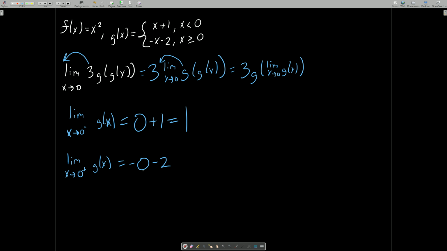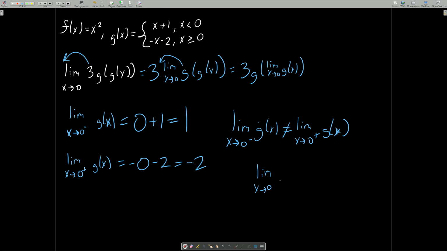Notice that 1 here and negative 2 aren't equal, as we covered in the first lesson. So we have different behavior on the left and the right. That means that the limit does not exist. So you'd have to write that the limit as x approaches 0 of g of x does not exist. So here you'd have 3 times g does not exist, which means the entire thing comes out to DNE, does not exist.